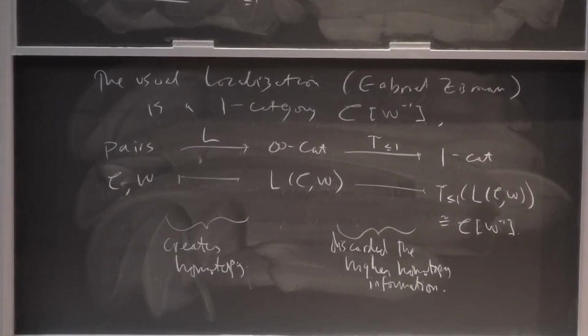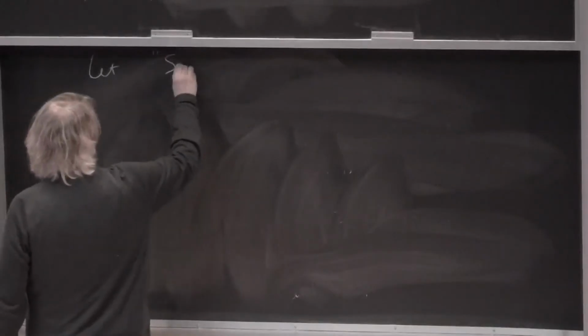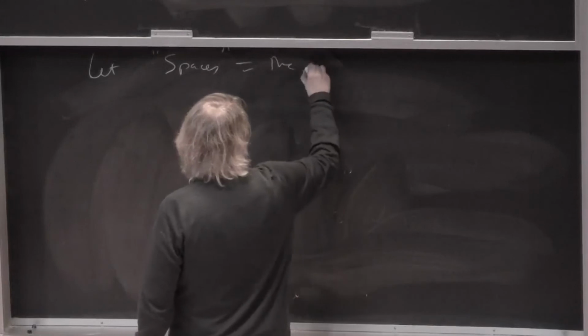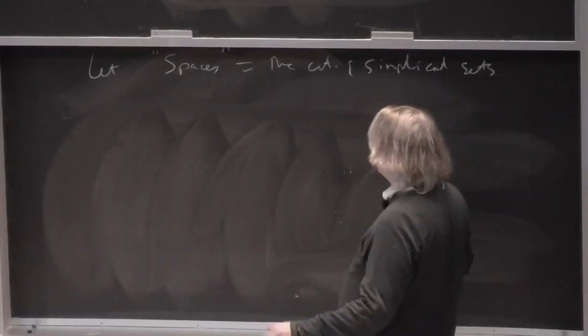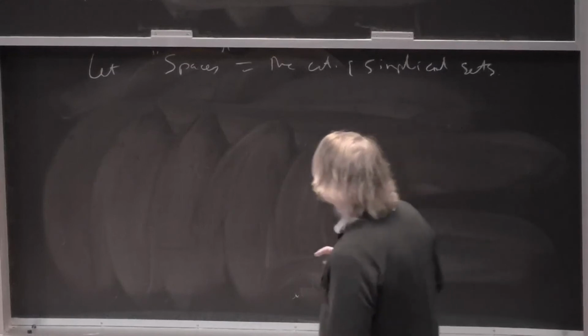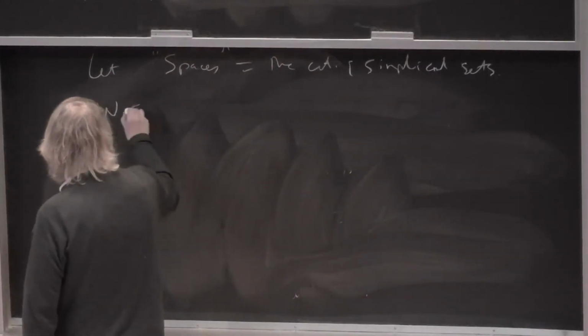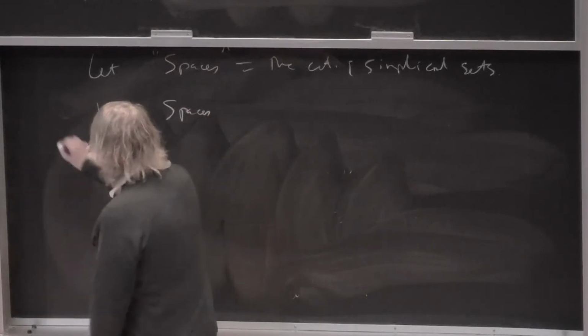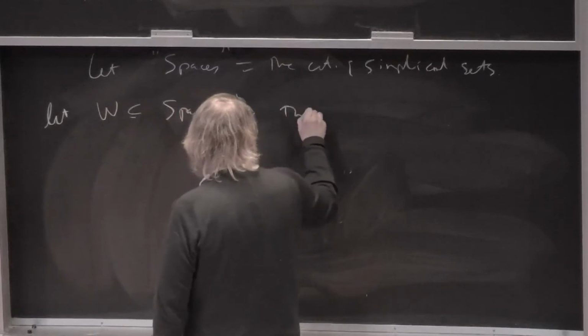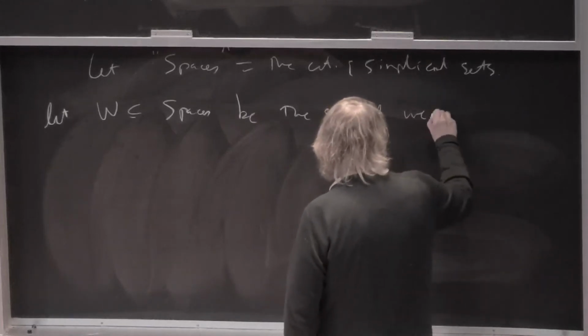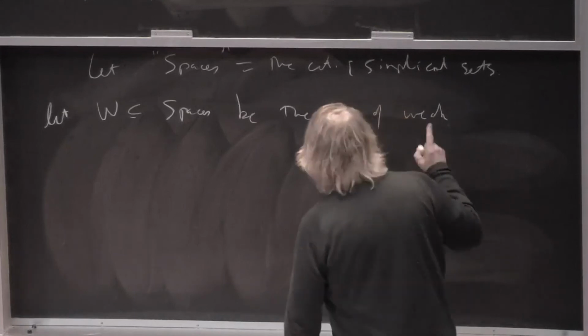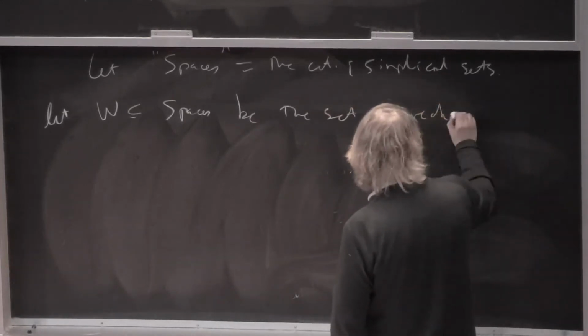So for example, let's let spaces, we'll call spaces the category of simplicial sets. Then let's let W be the set of weak homotopy equivalences. I guess for simplicial sets, I think weak homotopy equivalence is the same as homotopy equivalence, if I'm not mistaken, but just to be sure here.